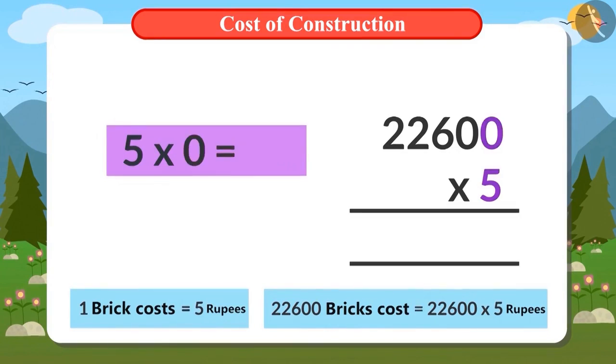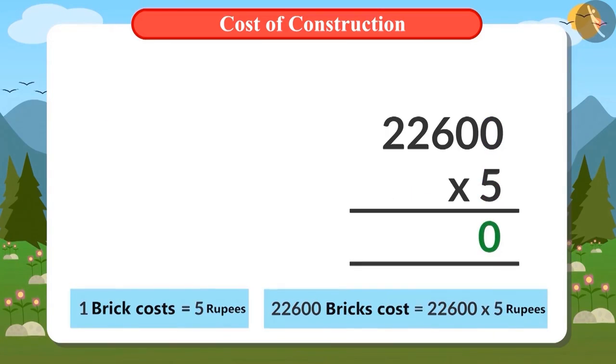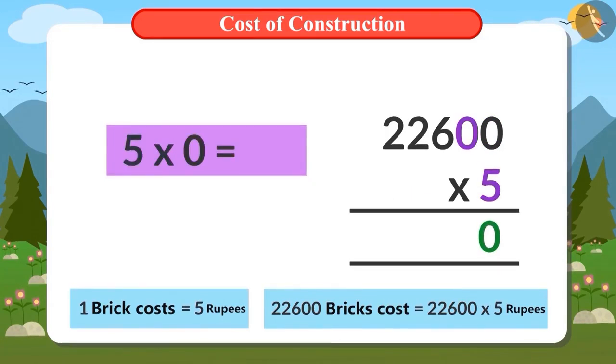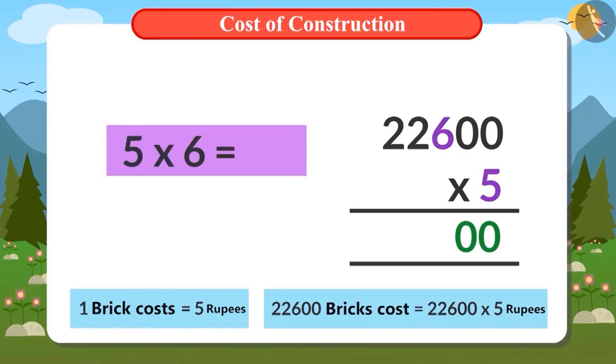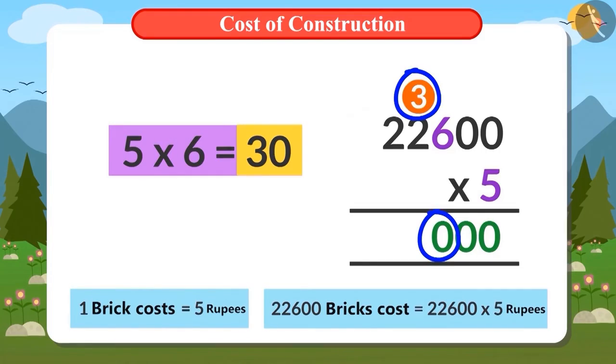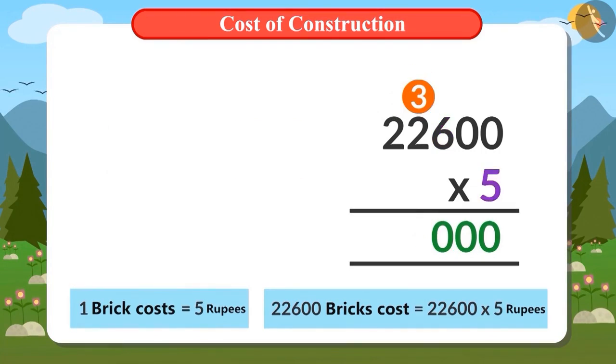Now the first 5 will be multiplied by 0. The answer is 0. Now let's multiply 5 again with 0. The answer is 0. Now we will multiply 5 by 6. The answer is 30. 30 has 0 at the ones place and 3 at the tens place. While multiplying, we place the ones digit at its designated place, and the tens digit is taken as a carryover, which will be expressed like this.